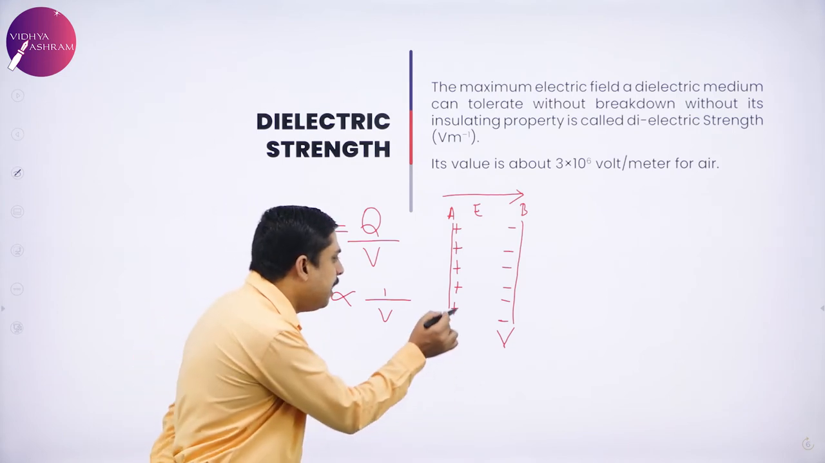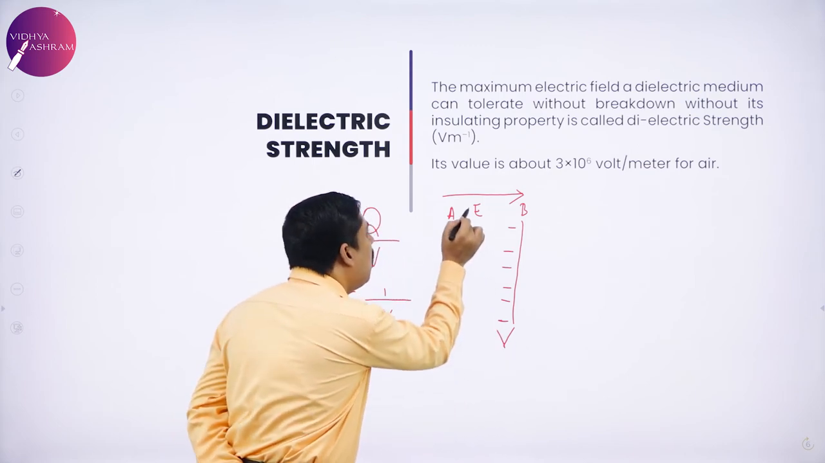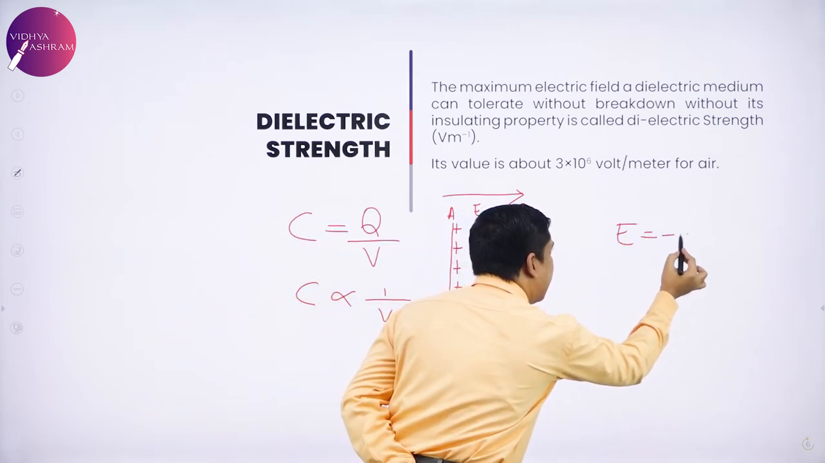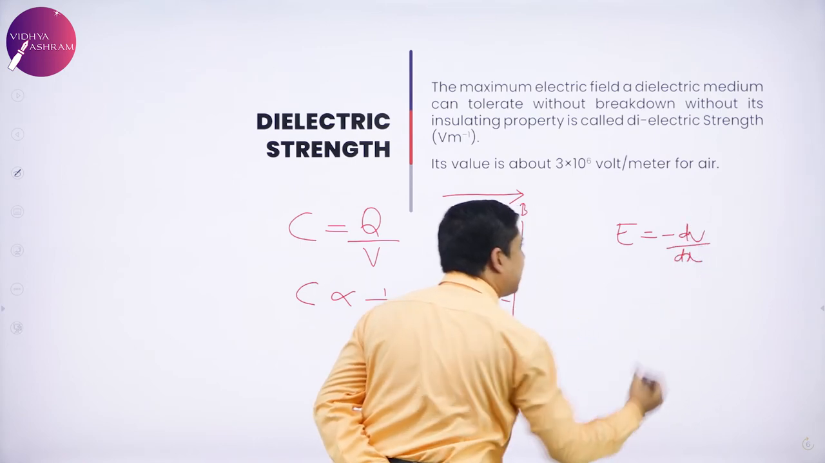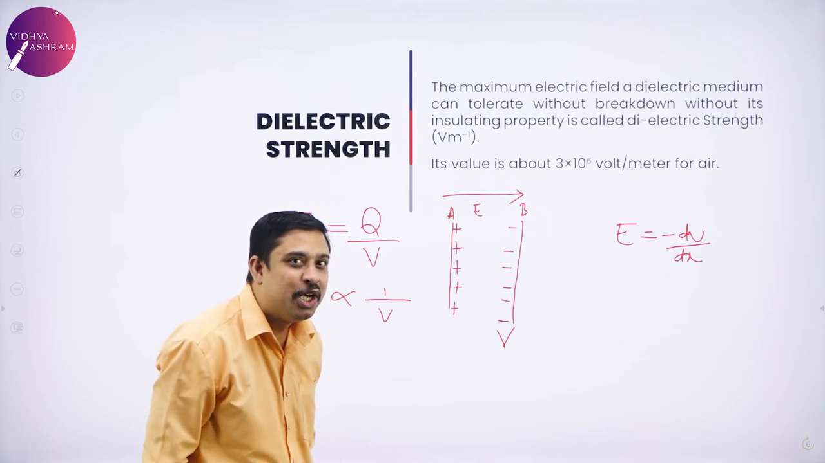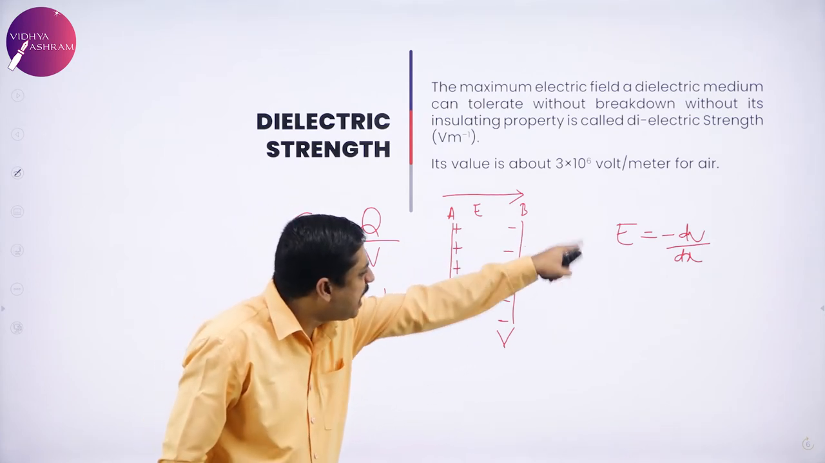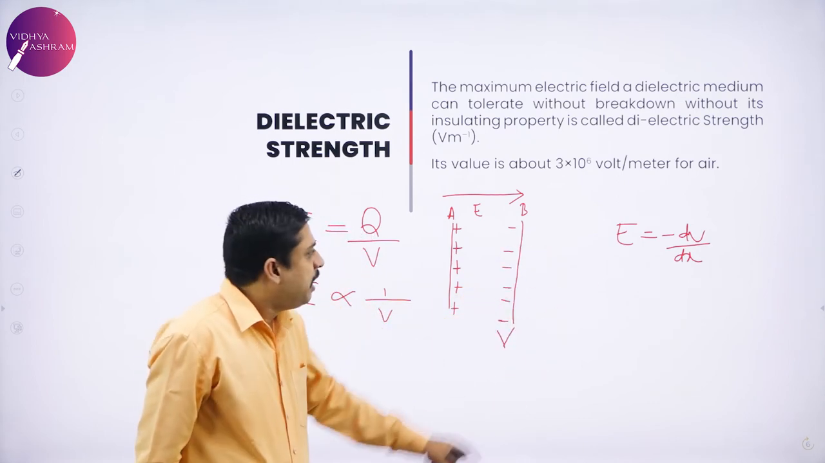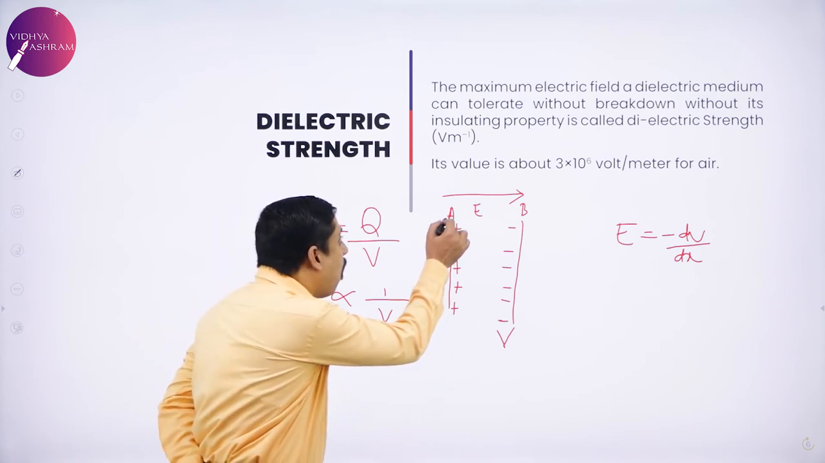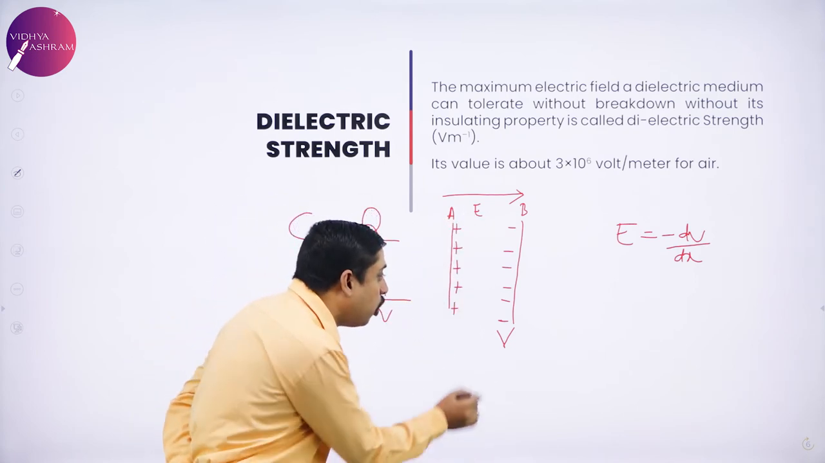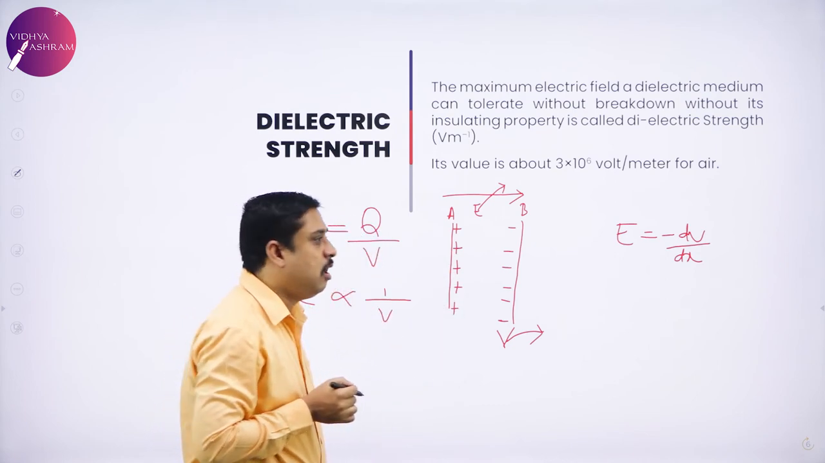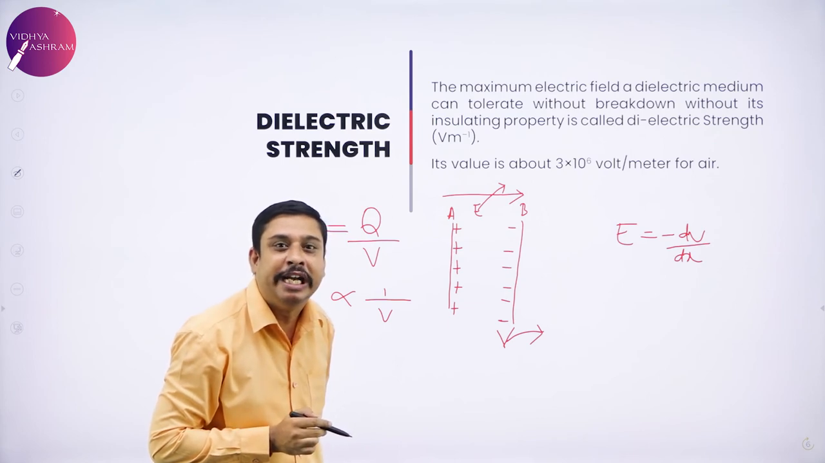Very simple. If I increase the potential, what should happen to the electric field? See, I have discussed E is minus dV by dx. So if the potential is increasing, electric field should also increase. See, E is V by d, potential by distance. If potential increases, electric field strength will also increase. What will this strong electric field do?